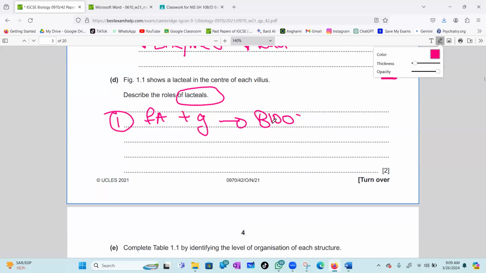Just like the digested food, it is absorbed by the capillaries from the small intestine and it is returning back to the blood. So for the 2 marks, 1 mark is to mention that it will absorb the fatty acid and the glycerol, which are the large molecules that cannot be absorbed by the capillaries. And these large molecules, fatty acid and glycerol, will go back to the blood.